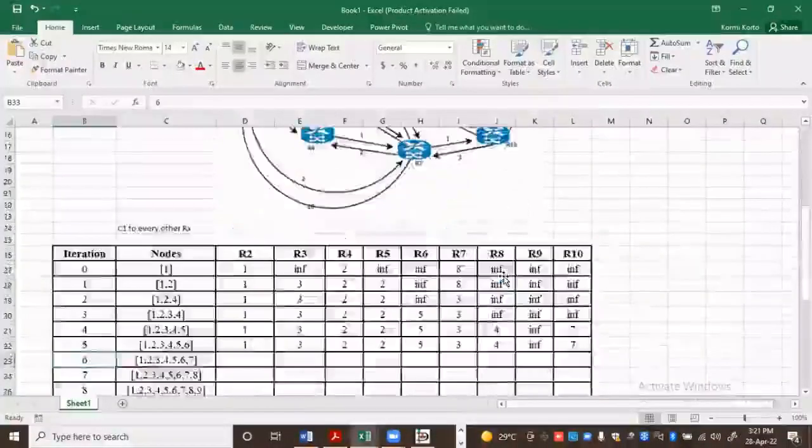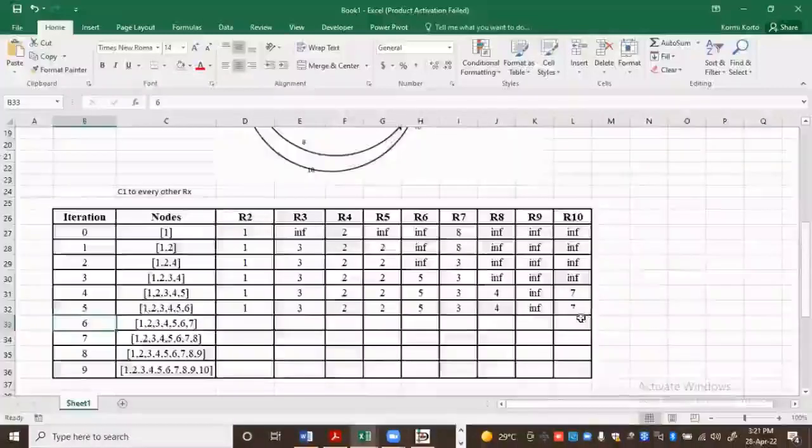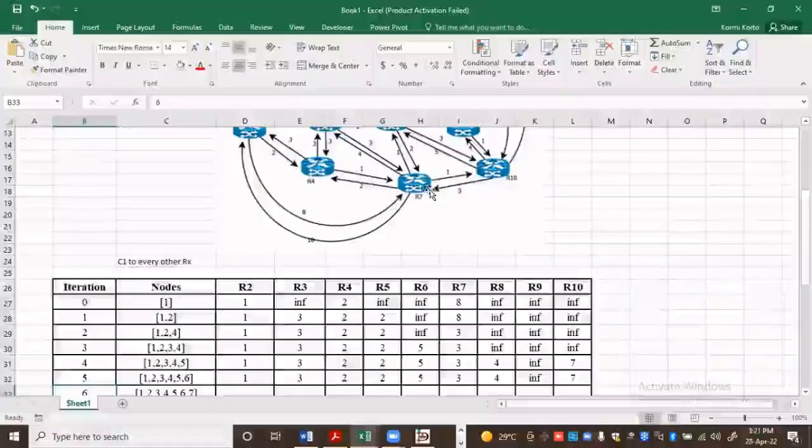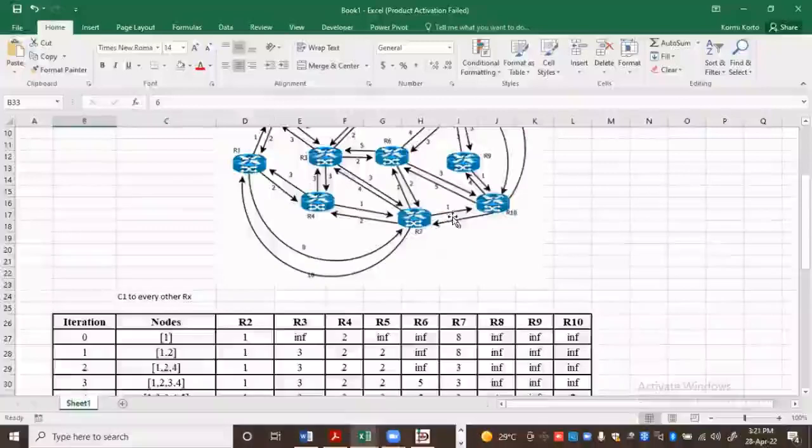Okay, so I'm going to start with 10 first. So let's go through that. Before that, it was 7. From 1 to 10, it was 7. Let's see, now that we have node 7 inclusive, it means now we can actually reduce the cost. We can go from router 1 to router 4 to router 7 to router 10. And the cost is 2 plus 1 is 3 plus 1 is 4.